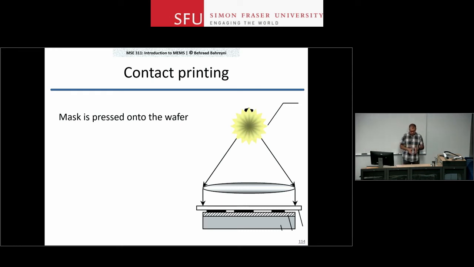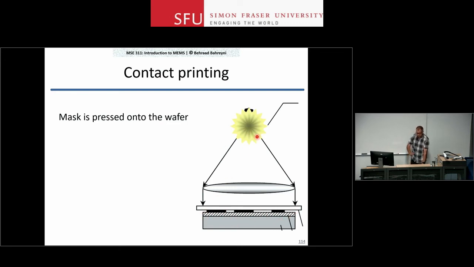The first option is that you put the mask right on top of your photoresist, so they actually are touching. And what you see here is that these black areas are the chrome features on the mask. The mask itself is this white plane here, and this is your photoresist. The hashed area is your photoresist.